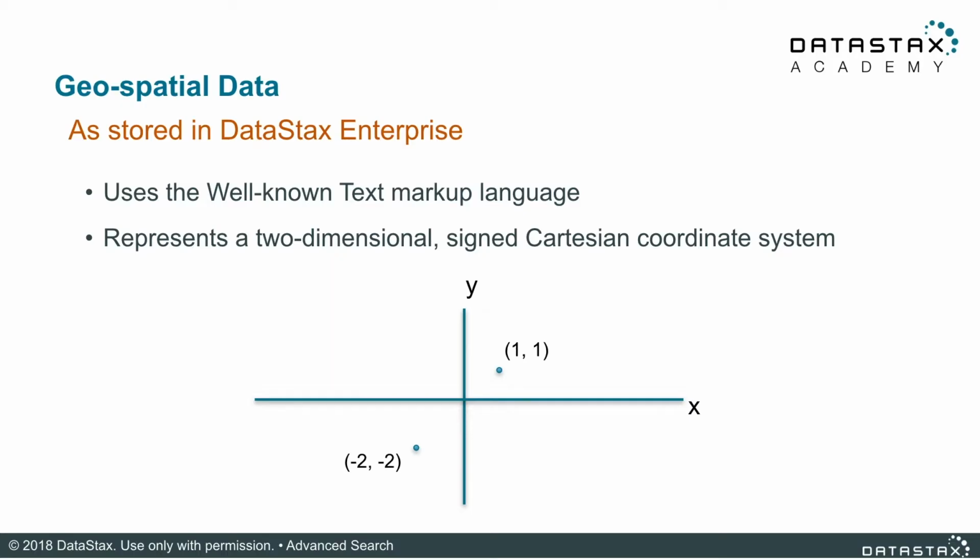There are several standards used for representing geospatial data, but the one used in DataStax Enterprise is the well-known text markup language, or WKT. This is a format that allows points and other geometrical shapes to be defined within a 2-dimensional signed Cartesian coordinate system. You can think of that as those XY coordinate planes from your old math classes, but they can also represent our own world, which uses latitude and longitude coordinates.